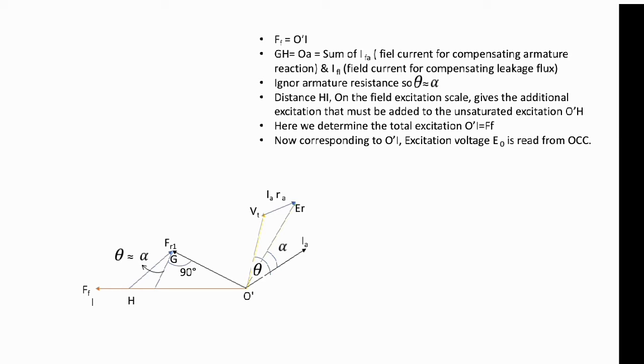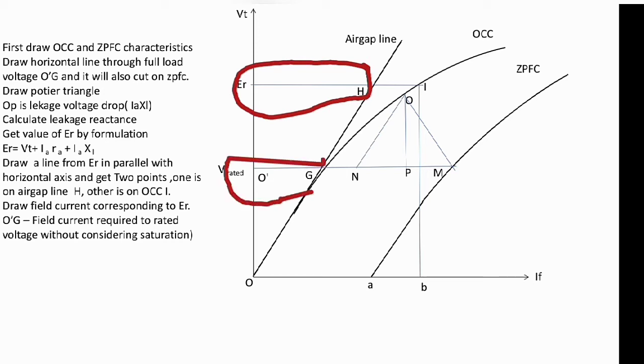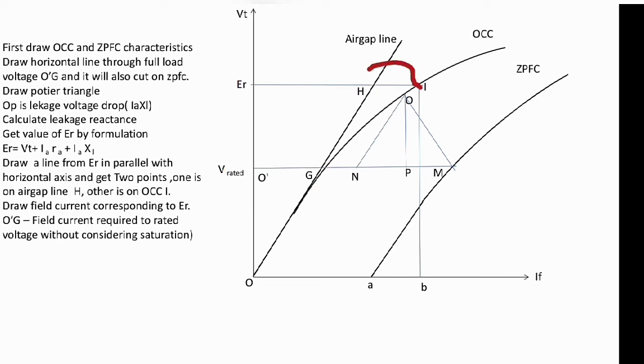From the previous slides you have more detail and the concept of HI is clear. HI is the iron MMF. There are two types of MMF. First is the air gap MMF, which is O dash G. This is also called the air gap MMF without saturation. And HI is called the iron MMF.